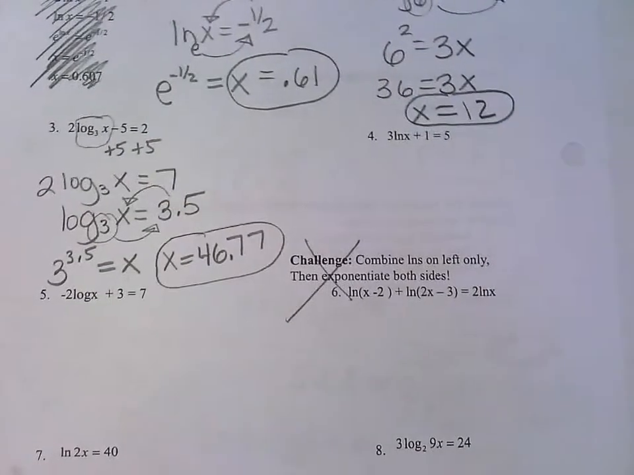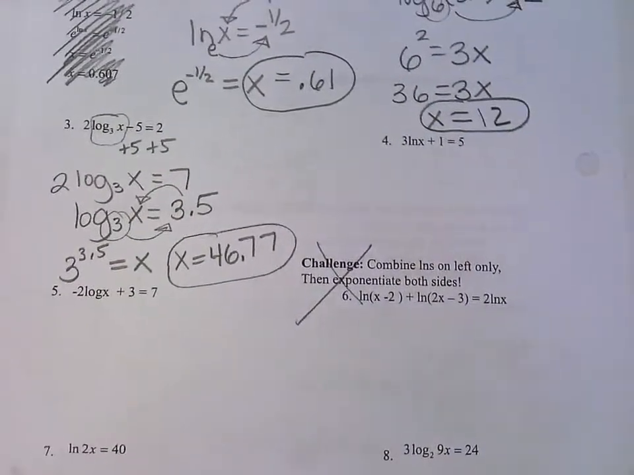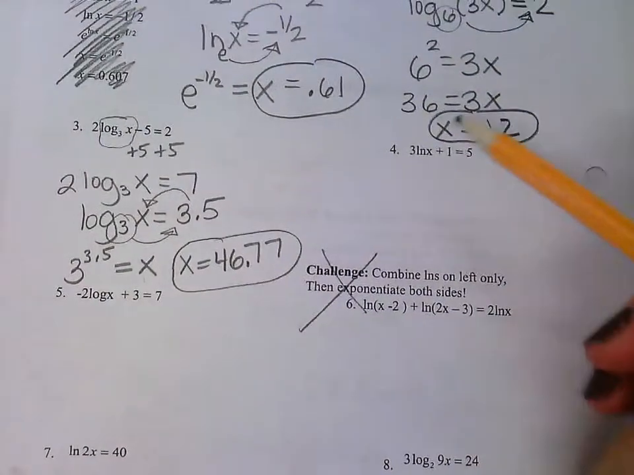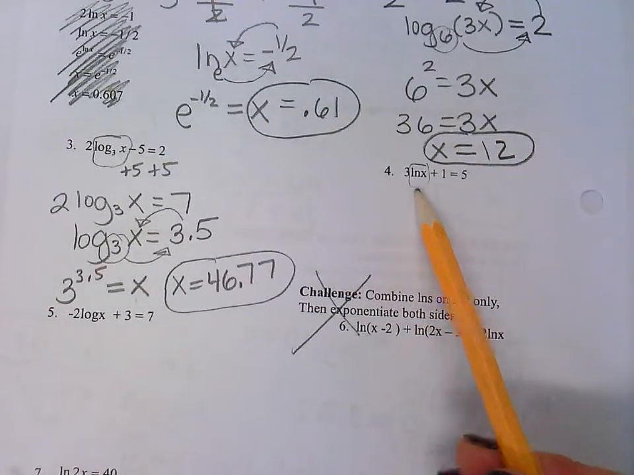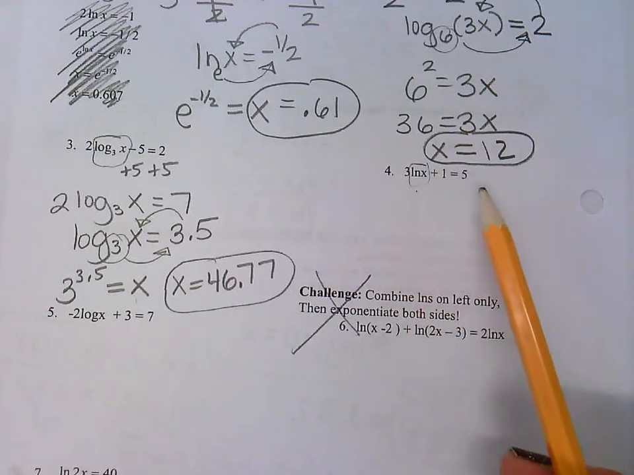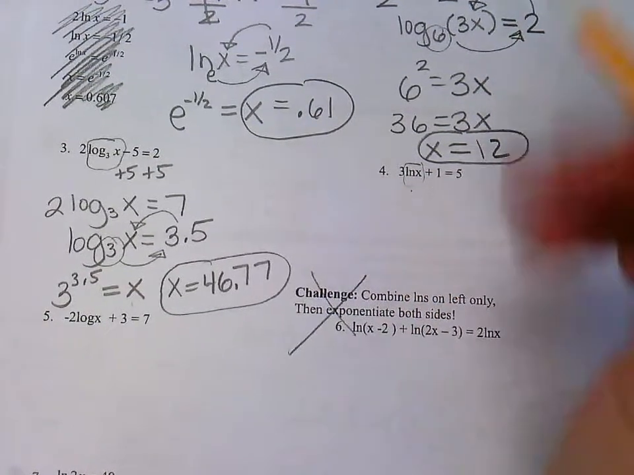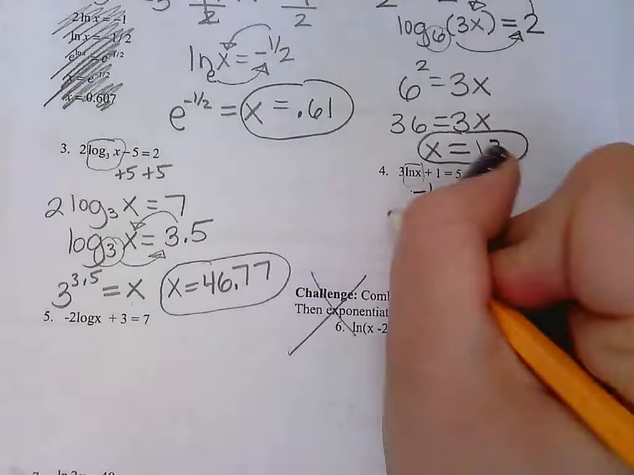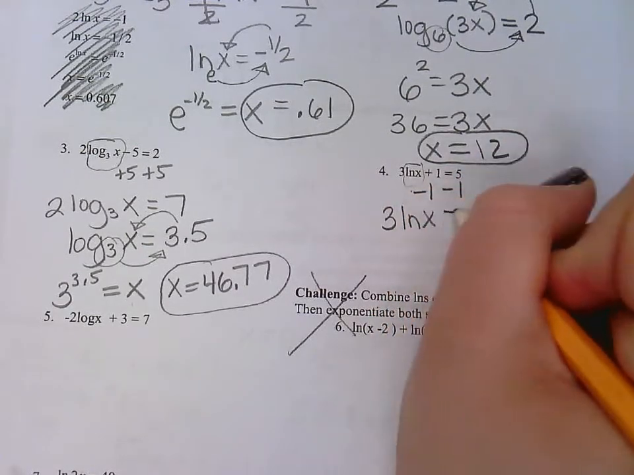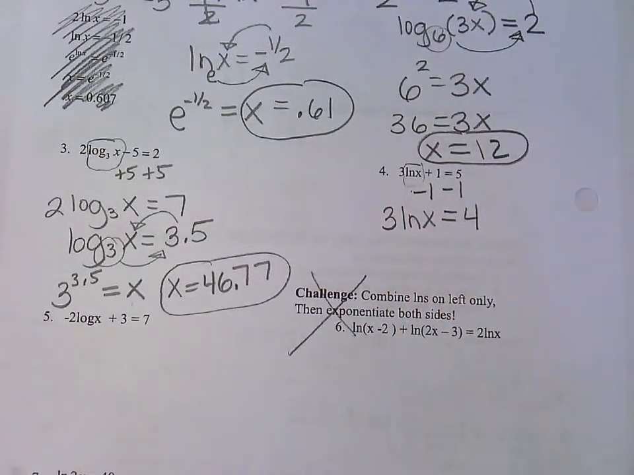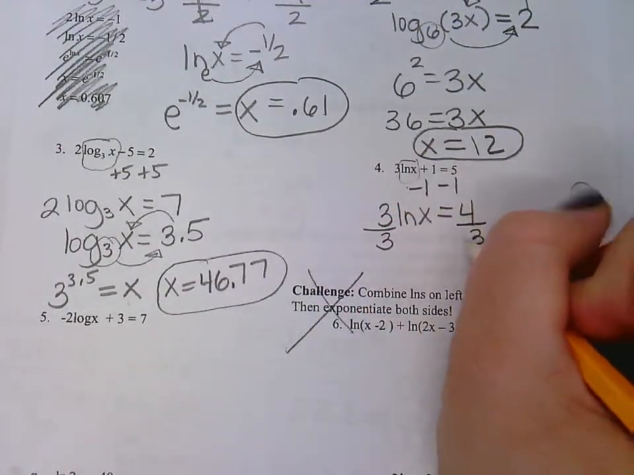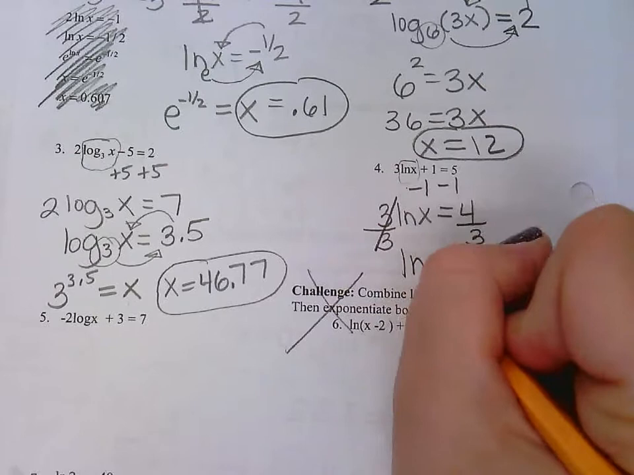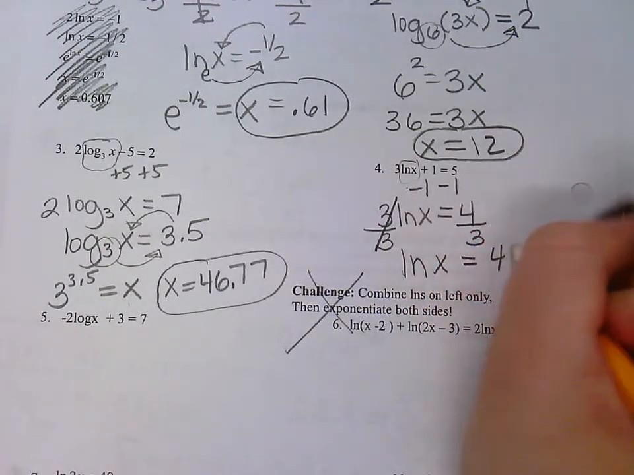You're going to try 5, 7, 8, and then you've earned your walk. All right, so number 4. I need to get that log by itself. So what do I need to strip off to the other side first? First, I need to subtract 1 from the other side. So 3 natural log of x equals 4. Now I'm going to divide by 3 on both sides. So now I have the natural log of x equals 4/3.